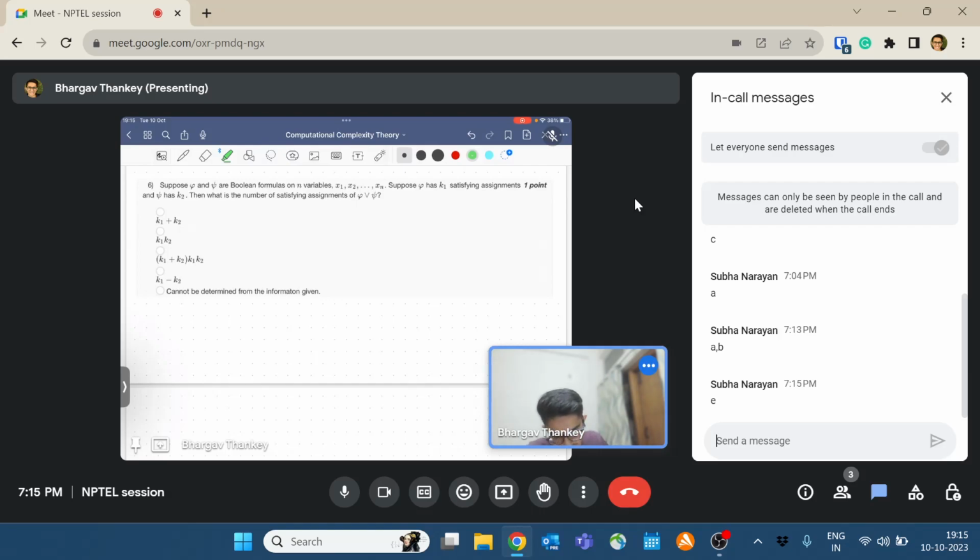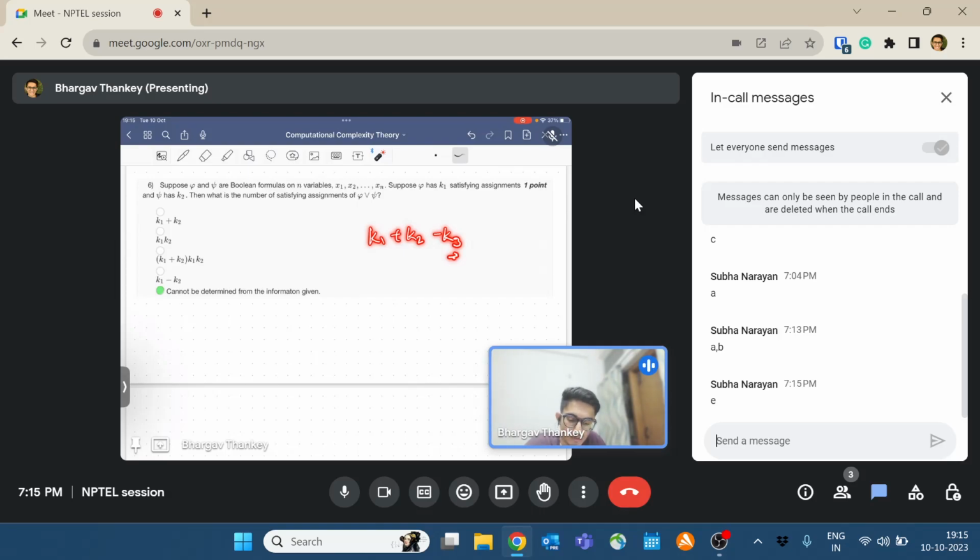Yeah, so the correct answer is E, and let's see why. First of all, I think we saw something like this last time, right? That this would be K1 plus K2 minus K3, where K3 is the number of satisfying assignments of phi and psi. So last time we saw that if we were given these three pieces of information, then we could find the number of satisfying assignments of phi or psi.